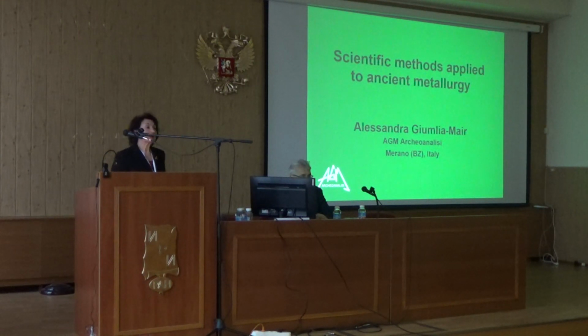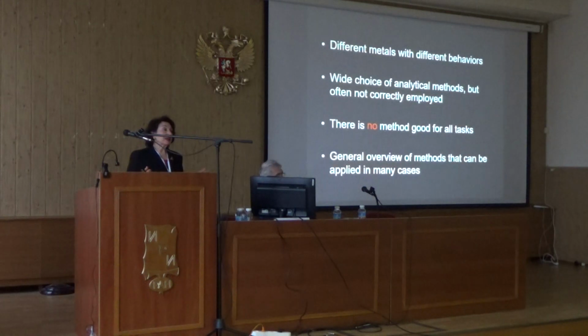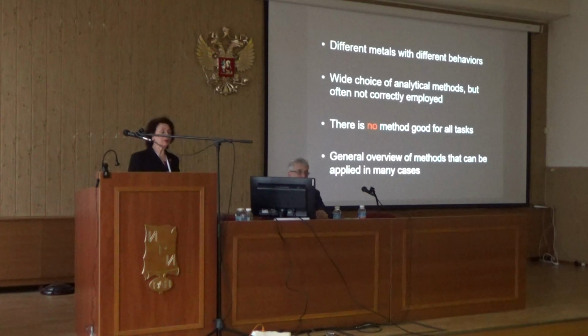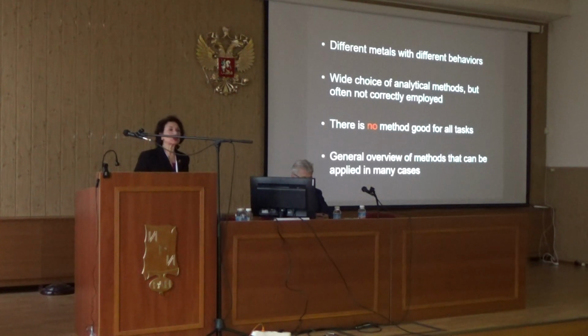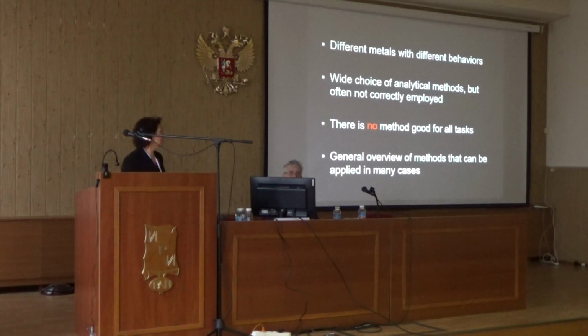The topic I'm discussing today is quite complex, actually. Why? Because in archaeology we are dealing with different metals, and all of them, as we have heard just now with iron, for example, have different behaviors, different characteristics, and they are also produced in different ways. We have around 10 metals which were used in a way or the other in antiquity, in archaeology.